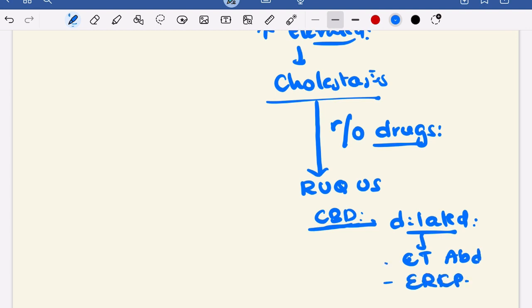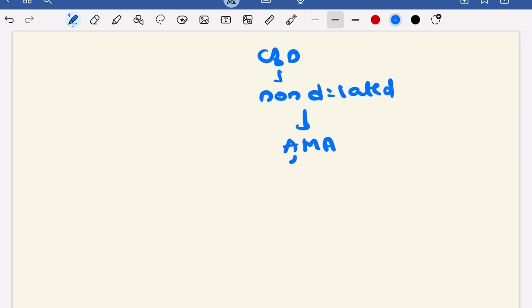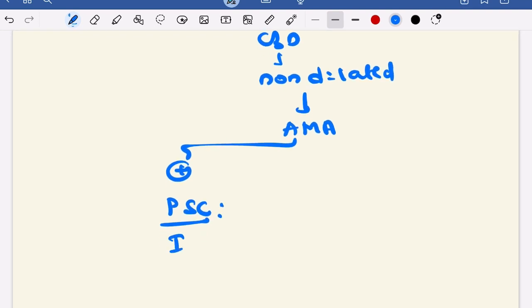Next, what if CBD is non-dilated? So CBD is non-dilated. What to do now? I will write on the next page. In this case, you have to look for AMA, anti-mitochondrial antibody. If it is positive, your diagnosis is PSC, primary sclerosing cholangitis, where IgM will be elevated in this case. And if it is negative, what to do?